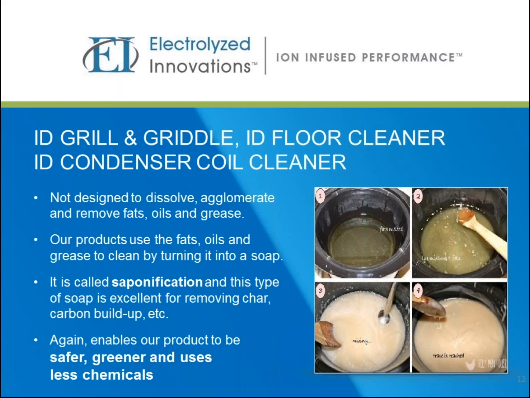The scientific term for that is saponification, where we take a fat and a highly alkaline solution and turn it into a soap. Well, that's exactly what the grill and griddle cleaner, the floor cleaner, and the coil cleaner are doing. So we're able to actually take the fats, oils, and greases and turn them into a product to eliminate chemicals, make our products greener, safer, and faster acting.